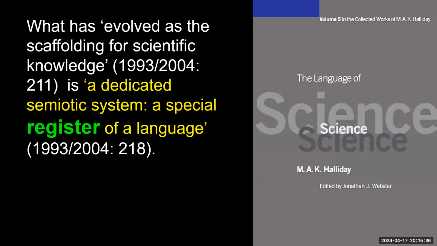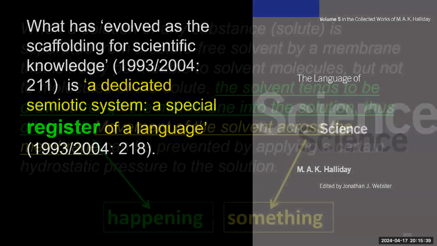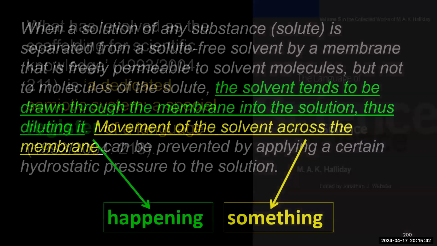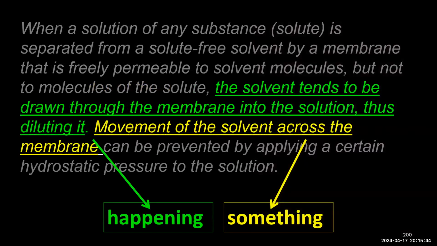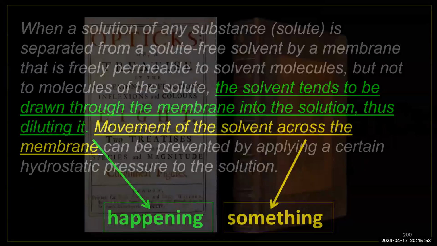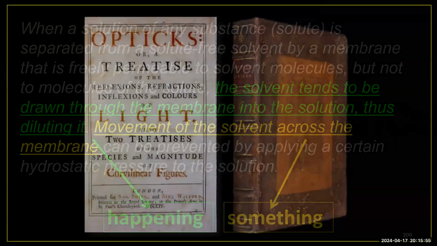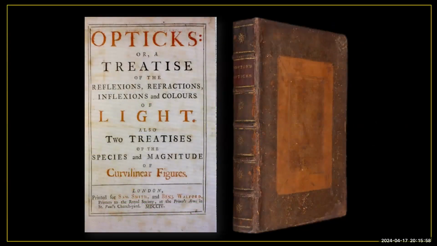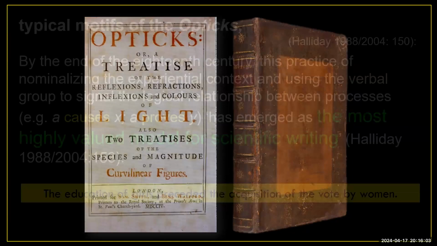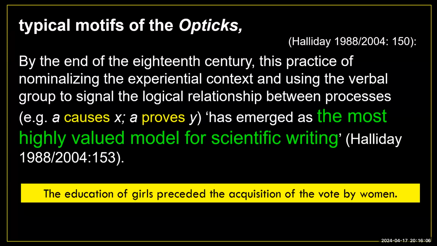Scientific text, a register. And what do we observe within this register of scientific writing? Grammatical metaphor. Taking a happening and turning it into a something. Halliday, in his review of the history of scientific writing, goes back to Newton and finds in Newton's own writing a particular pattern. A causes X. A proves Y. He calls this the most highly valued model for scientific writing.